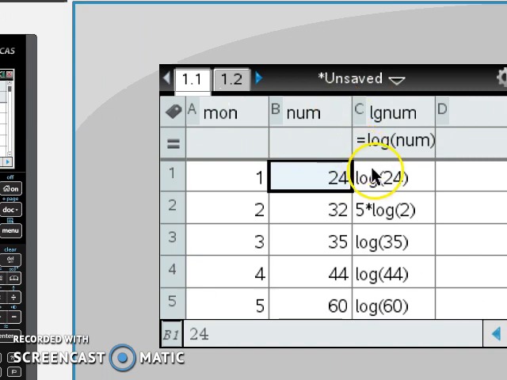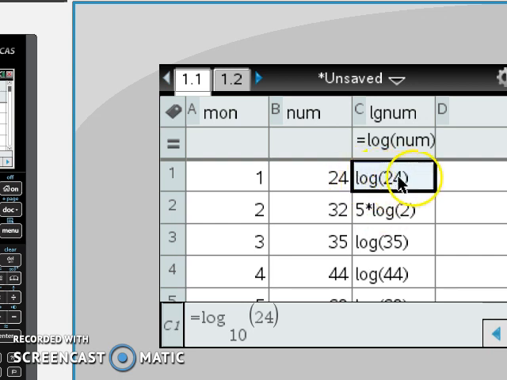But what it's doing is taking the log of that value, and that's just some other number. It's an exact value at the moment. You guys should have it as a decimal.